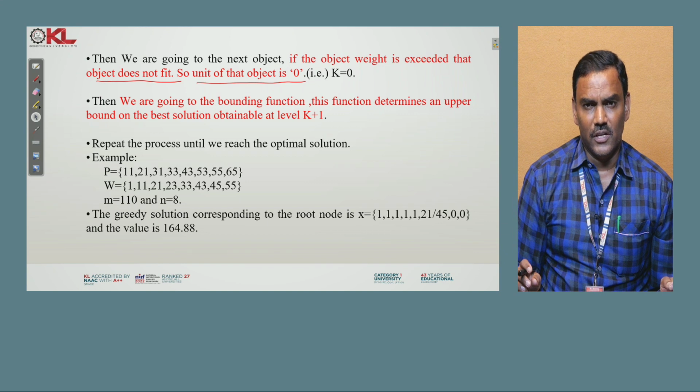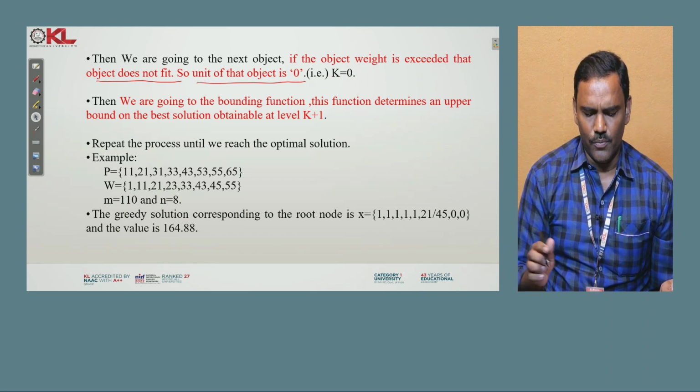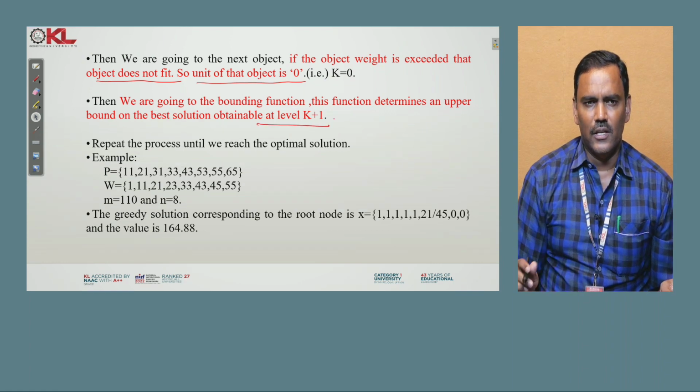That means we are not going to consider that object. That's why we give the k value as 0. We will go through the bounding function. The bounding function is determined as an upper bound, one of the best solutions to obtain at k level 1. And here is the sample example problem we have taken.